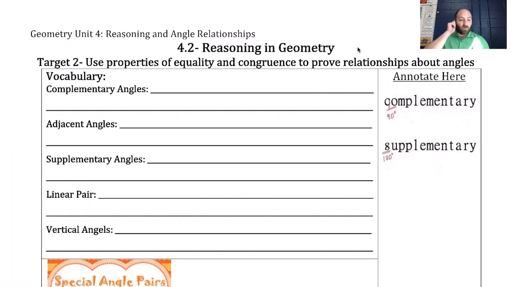All right, so let's start off with talking about these vocab words: complementary, adjacent, supplementary, linear, and vertical angles. And there's a nice little typo on vertical angles I just realized. Let's fix that. Not vertical angels, vertical angles.